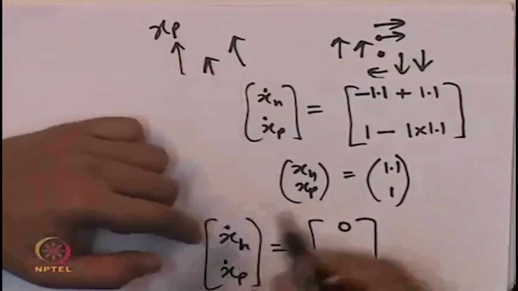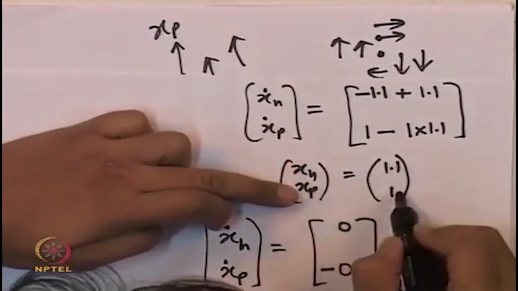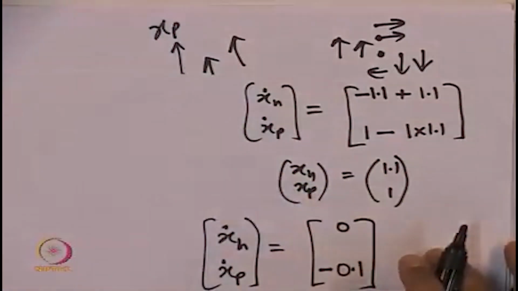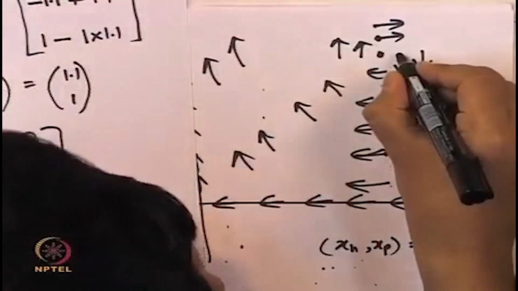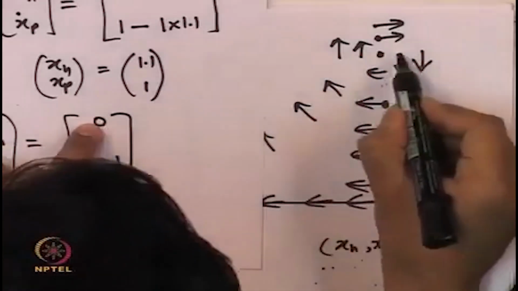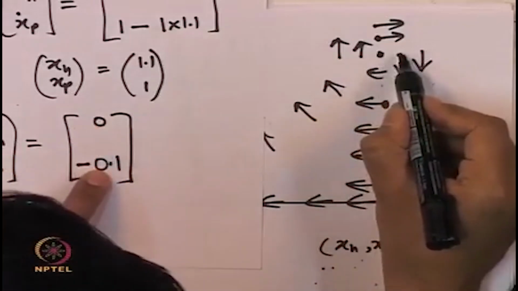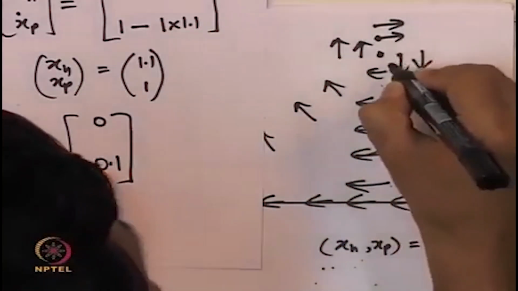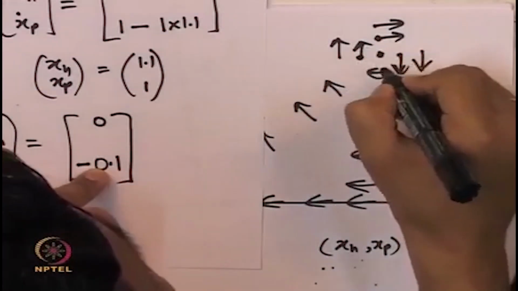This is what happens when XH is slightly more than 1, slightly more than the equilibrium point, but XP is equal to the equilibrium point value, that is equal to 1. So, when we do this, we are speaking of this point here. For this point, we are getting that XH rate of change is equal to 0. So, the horizontal component is equal to 0 and the vertical component is equal to minus 0.1. That is why it is vertically downwards. Similarly, one can check for each of these 4 points.